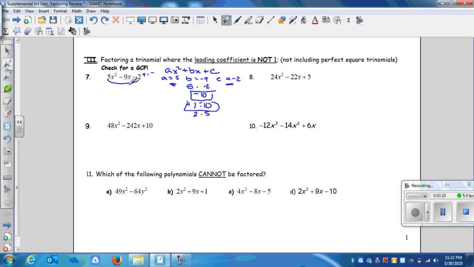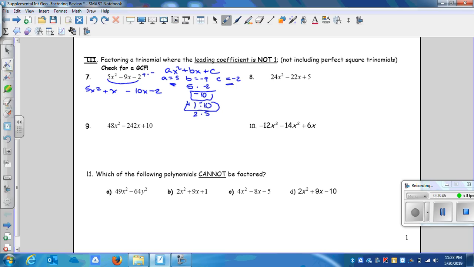So what I'm going to do is split the middle term and rewrite my trinomial as 4 terms instead. So I'm going to leave the 5x squared, and then I'm going to break this apart into a +1x and a -10x. And it doesn't matter which one you write first, this is up to you. So I'm going to go ahead and write plus 1x, or just plain x, minus 10x minus 2.